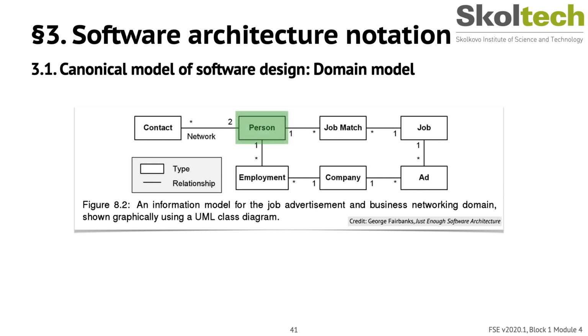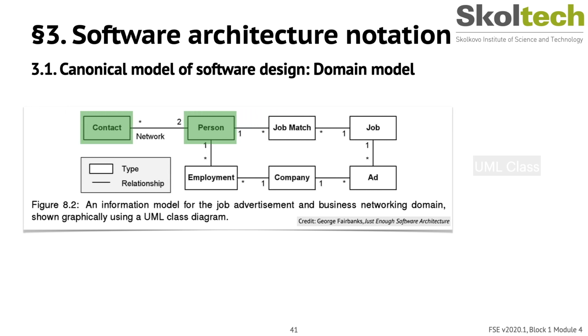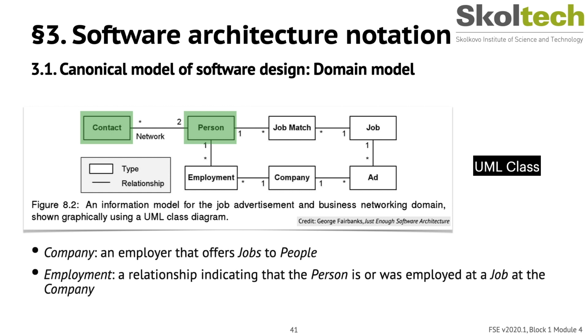In this diagram, a person is associated with many contacts, the set of which is called a network, and a contact exists between two people. So in this case, we're using UML class diagram syntax with UML classes representing types. Another way of putting this model would be to create a textual model, which is just a list of types and their definitions, as seen here below.